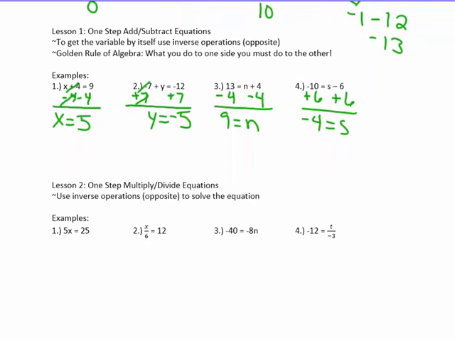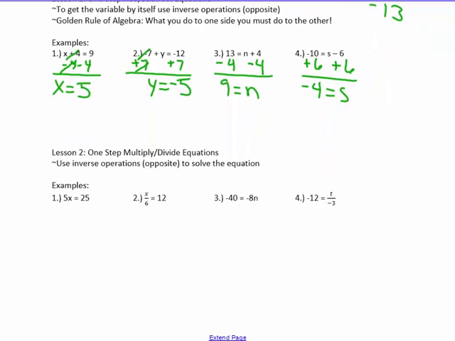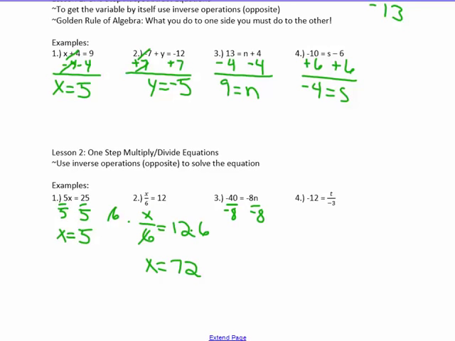Down here we have our multiplying or dividing equations. For number 1, this is being multiplied, so I have to divide, which we show as a fraction. So x is 5. For number 2, I'm going to rewrite it just so I have a little bit more room. To cancel division, I have to multiply. So x is 72. For number 3, I have to divide by -8. So -40 divided by -8 is 5.